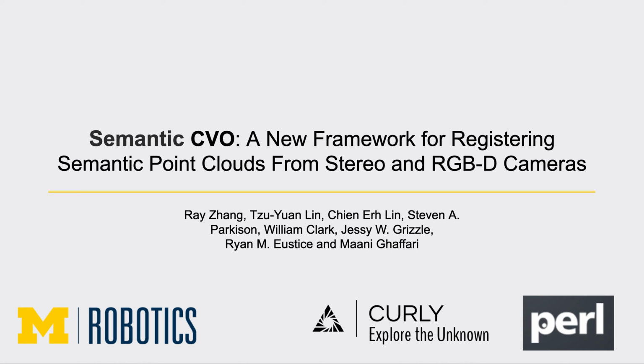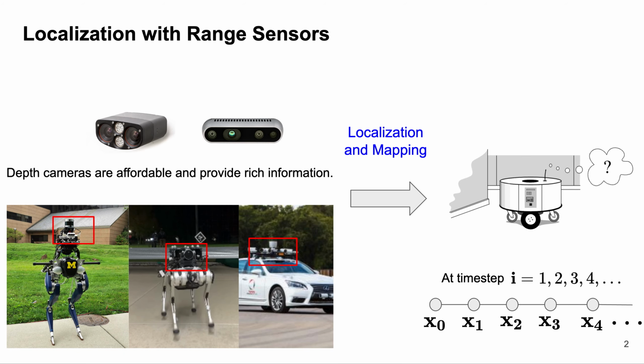I'm going to introduce Semantic CVO, a new framework for registering semantic point clouds from stereo and RGB-D cameras. Range sensors, like stereo and RGB-D cameras, can be found in many modern autonomous robots. They're heavily used in localization and mapping algorithms to generate the poses at different timestamps.